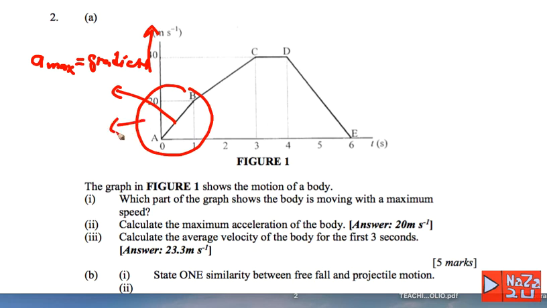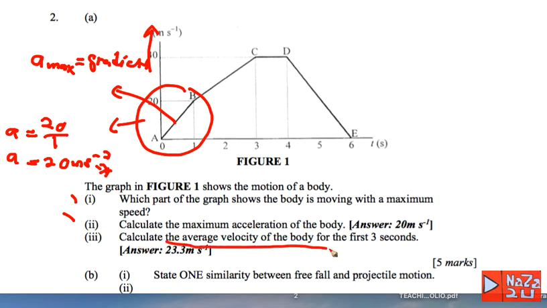The triangle here means the acceleration is equal to 20 divided by 1 second. So the acceleration is 20 meters per second squared. This is number 2, right? And number 3: calculate the average velocity of the body for the first 3 seconds.